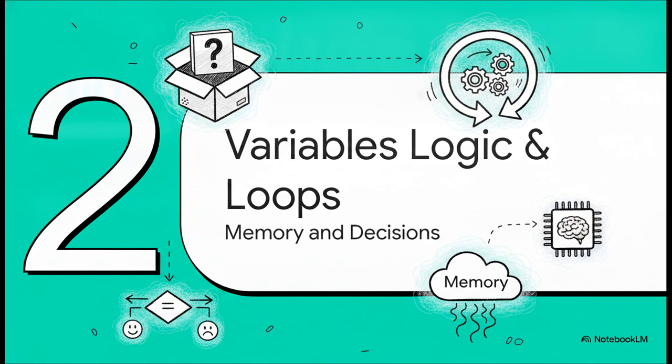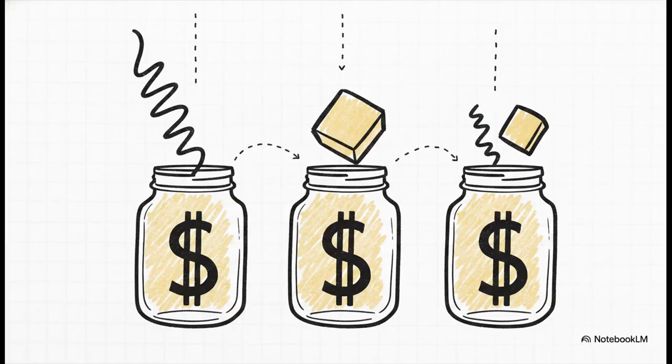Okay, moving right along to Section 2, Variables, Logic, and Loops. It's time to talk about memory and decisions and see how PHP handles all that. Think of variables as your digital storage containers. In PHP, they always start with a $ sign. And what's wonderfully efficient here is that you don't even have to officially declare their data type beforehand. The container is created the exact moment you assign a value to it, whether you're storing a string of text, like hello world, or an integer value, like the number 5.